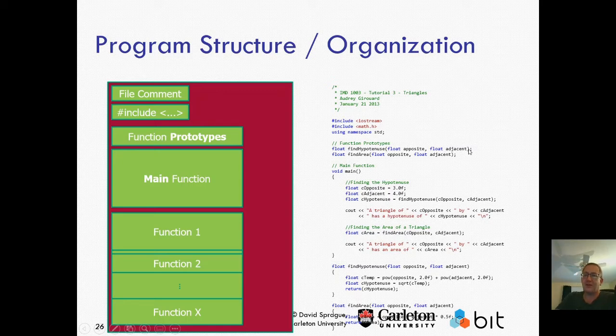It's saying, I will define something named find hypotenuse. So when you call find hypotenuse in main, don't worry, it's somewhere. It's going to be in the file. Okay.